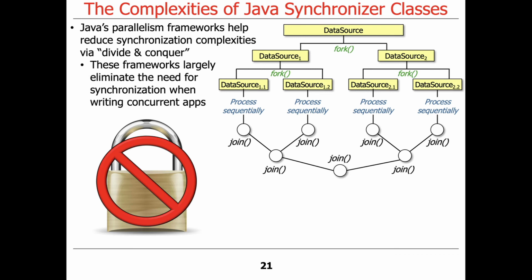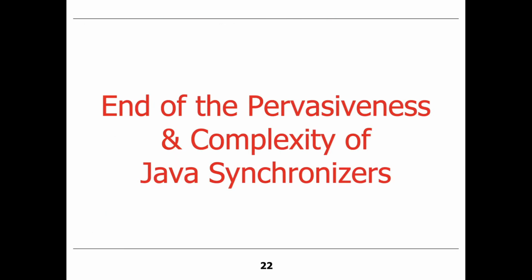These frameworks largely eliminate the need for synchronization when writing concurrent and parallel apps. Now, there are some complexities that come with that as well, and it doesn't solve every possible problem in the space of concurrent and parallel computing, but it is very interesting. And if you take my sibling course in the fall, you'll learn all about this stuff. And we'll cover a little bit of it here when we talk about the fork join framework. So that's a quick overview of the pervasiveness and complexity of Java synchronizers. We are now going to start looking in more detail at what Java synchronizers are.